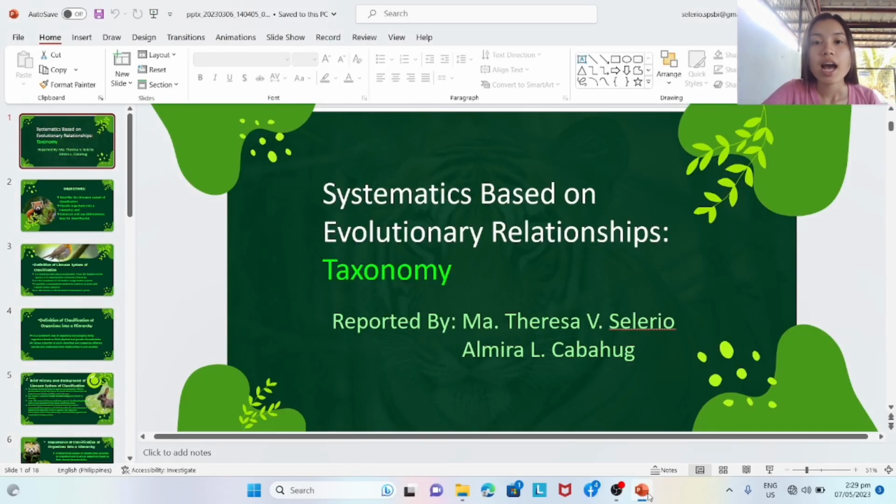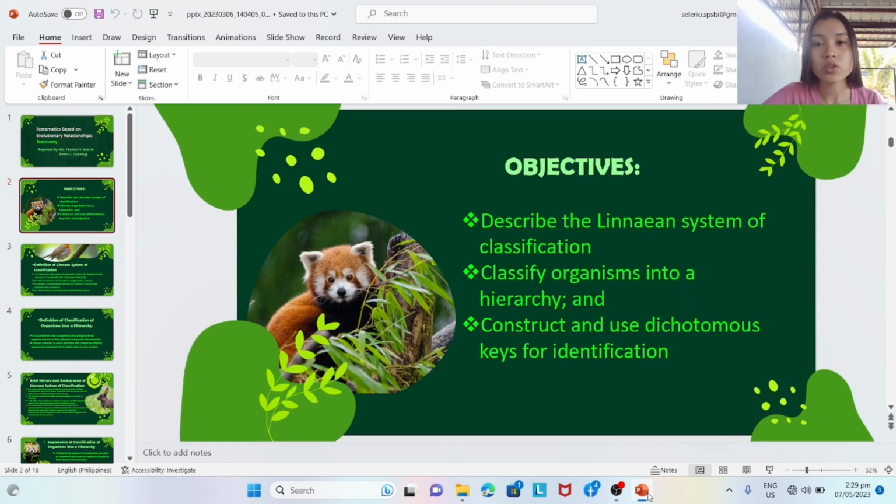So today, I will be discussing systematics based on evolutionary relationships: taxonomy. First, let me introduce to you the objectives: describe the linear system of classification, classify organisms into a hierarchy, and construct and use dichotomous keys for identification.